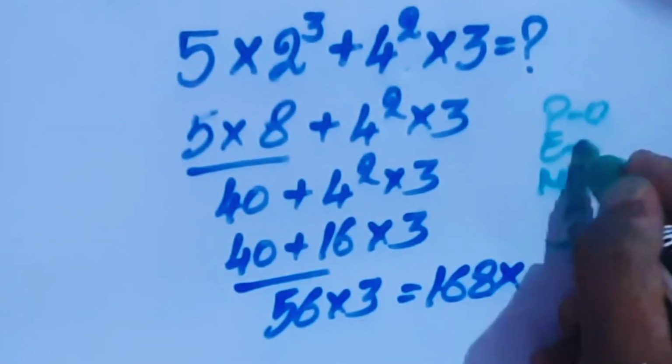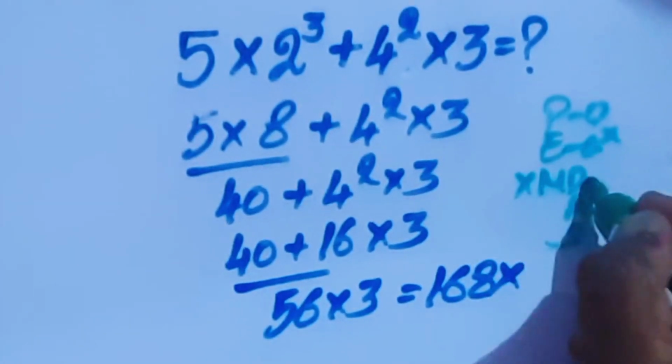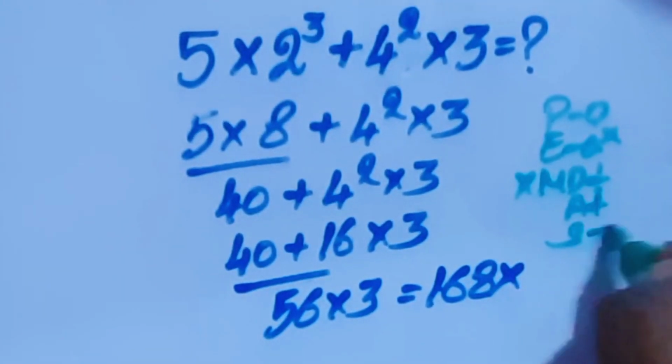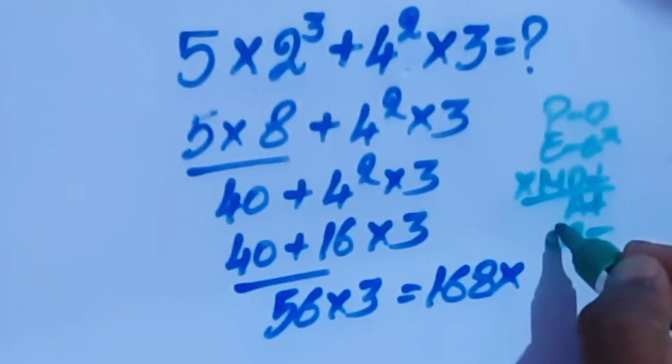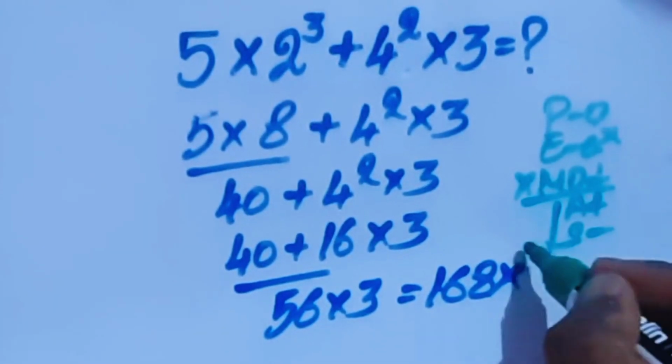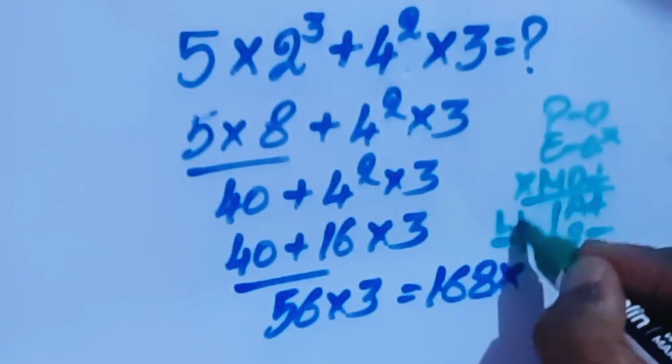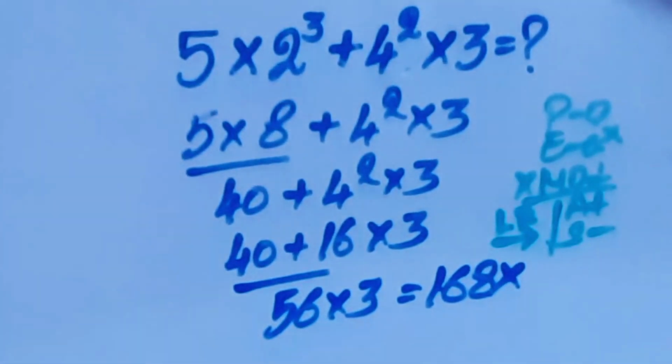This is the bracket, higher priority. This is the exponent. M stands for multiplication, D stands for division, A stands for addition, S stands for subtraction. Here multiplication and division are both equal priority. Also addition and subtraction are both equal priority. For equal priority, we introduce the left to right rule in the problem.